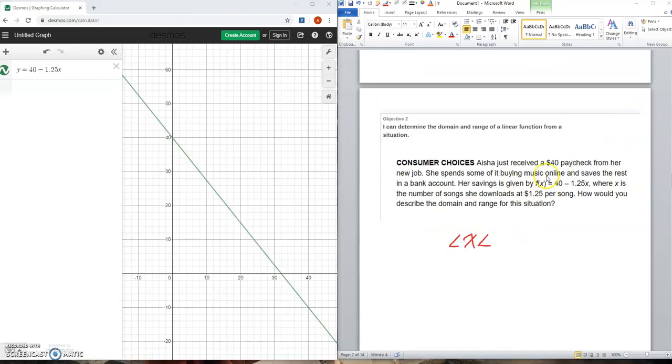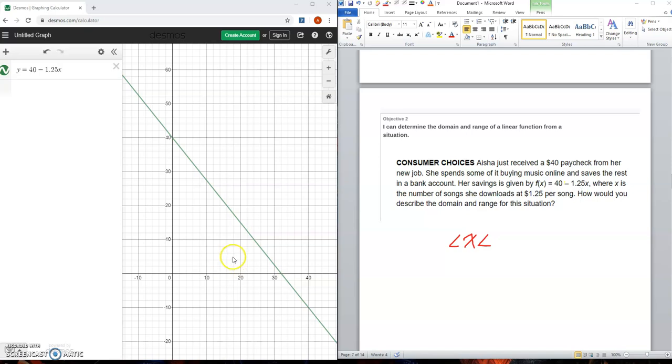Aisha just received a $40 paycheck from her new job. She spends some of it buying music online and saves the rest in a bank account. Her savings is given by this equation where X is the number of songs that she can download at $1.25 per song. So what will be the domain and range? Again, the domain are the X values, which means they're the songs. So you will have to find out how many songs she can buy at $1.25 per song.